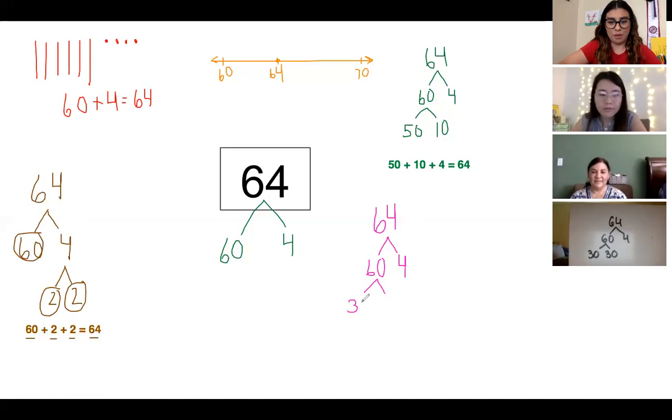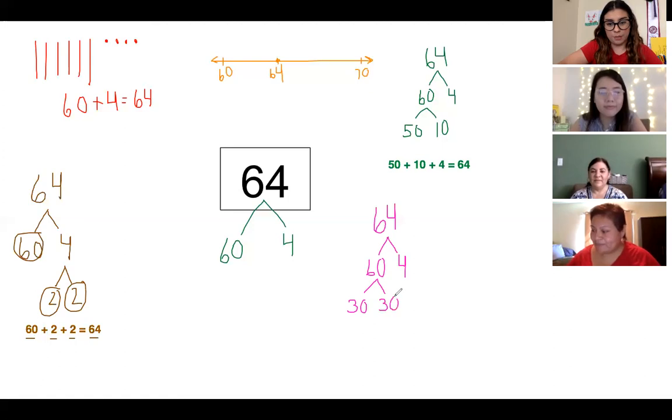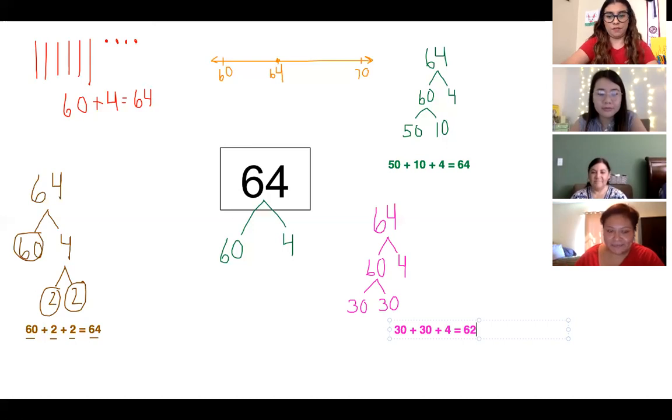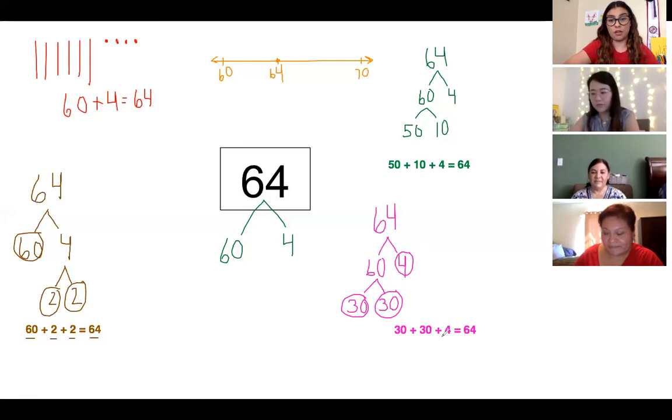Perfect. So now, Miss T, what number sentence could we write for Miss Rosales' decomposition? I would write 30 plus 30 plus 4 equals 64. Equals 64. And again, I'm going to show you where we got that. So the first 30 was from here when we decomposed the 60. The second 30 was, again, when we decompose the 60, 30 and 30 makes 60. And then we had the 4 when we decompose 64. And so there we got 30, 30, and 4.